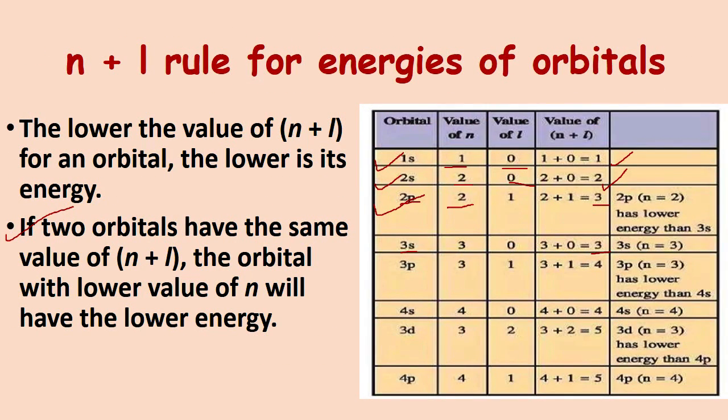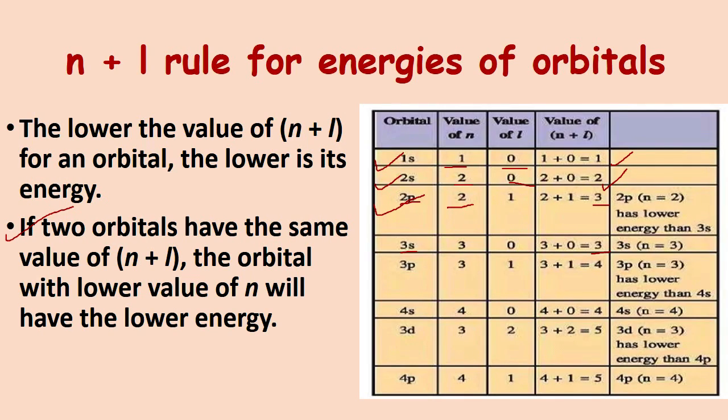n plus l rule for energies of orbitals. In an atom, there are different types of orbitals which have different energies. To compare the energies of orbitals, we have a very simple rule, that is the n plus l rule. According to this rule, the lower the value of n plus l for an orbital, the lower is its energy.